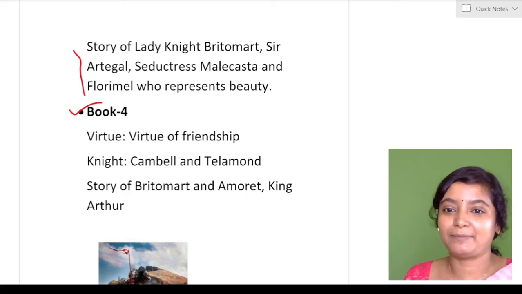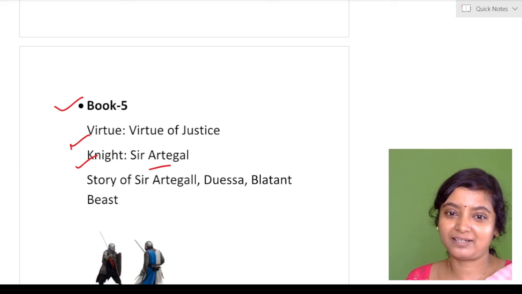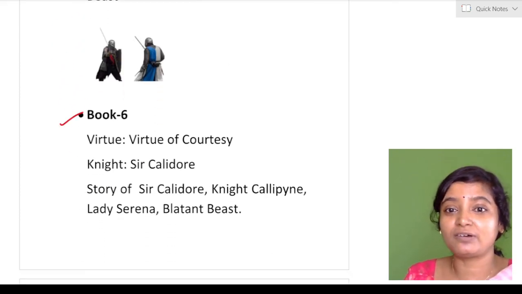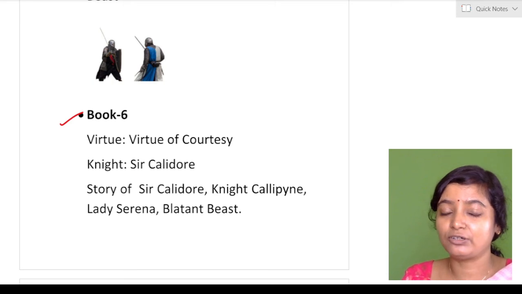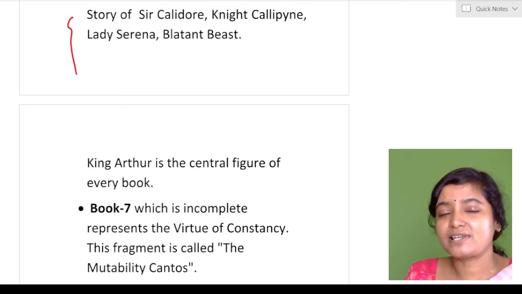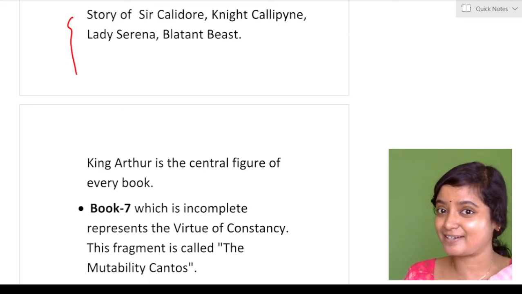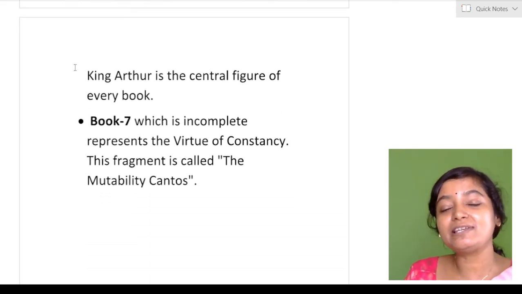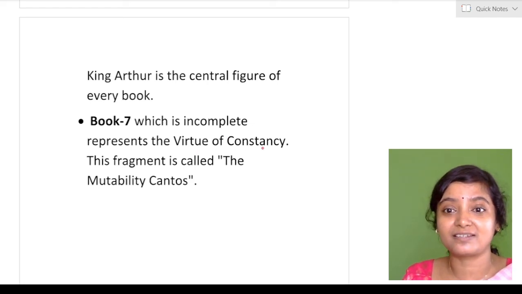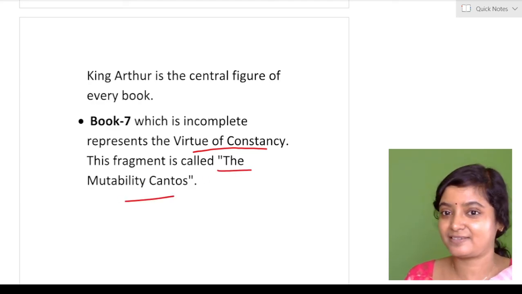It is a story of Britomart and Amoret, and King Arthur. Book 5 is the virtue of justice, and the knight who represents it is Sir Artegall. It is the story of Artegall, Duessa, and the Blatant Beast. And book 6 is the virtue of courtesy, and the knight Calidore represents it. In book 6, you can see clearly from this list which knight celebrates which virtue. Just keep in mind the book number, the names of the characters, the virtue and the knight. Book 7, which is incomplete, represents the virtue of constancy, and this fragment is called the Mutability Cantos. It is not completed, just a fragment.